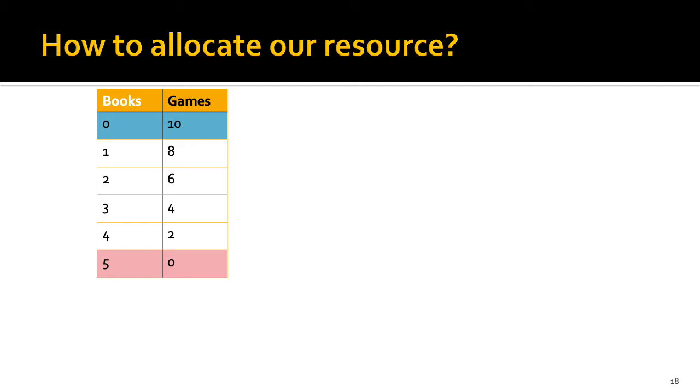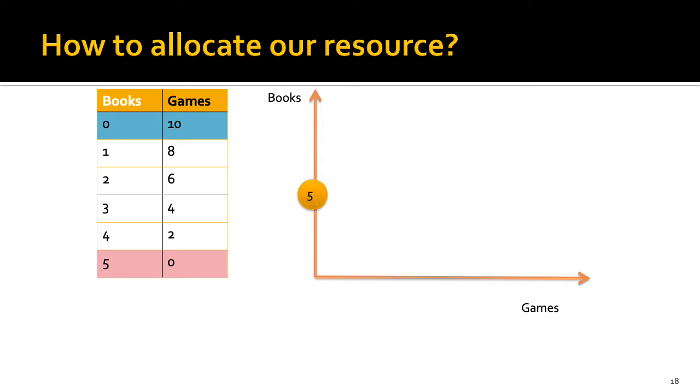Let's put this on an XY axis. So let's plot these points. Here we have books on our y-axis, games on our x-axis. It doesn't particularly matter how you label these. This point here corresponds to when you use your gift card to only buy books. The second point is where you buy 0 books and you buy 10 games. So that's illustrated there, the 2 extremes.